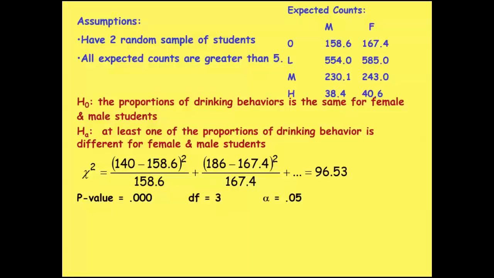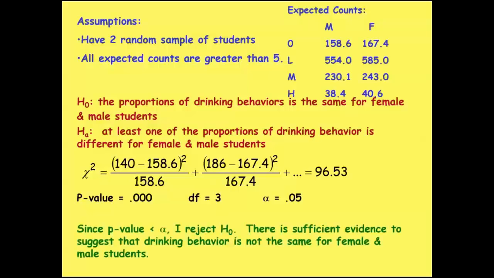Anyways, so our p-value is clearly less than alpha. So p-value is less than alpha, I reject the null. There is sufficient evidence to suggest that drinking behavior is not the same for female and male students. Hopefully not a surprise there.